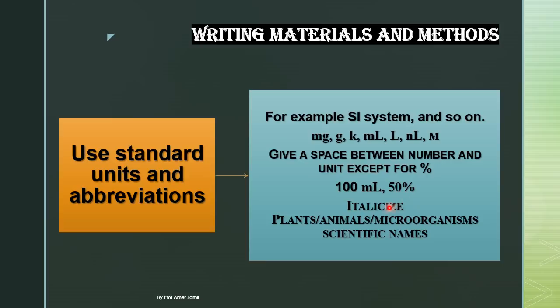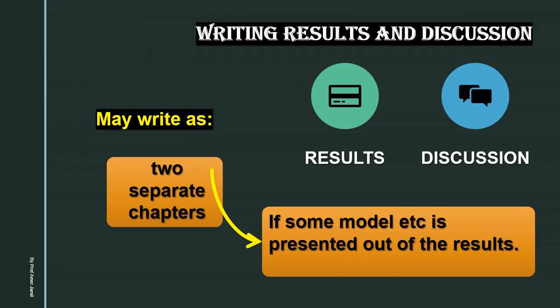Similarly, you should italicize the scientific names of plants, animals, and microorganisms. So these are just guidelines on how you should write down the standard units and abbreviations. Of course, there is a long list of such abbreviations and units which cannot be given here, but this is an overall idea of how you should write these abbreviations and the standard units.